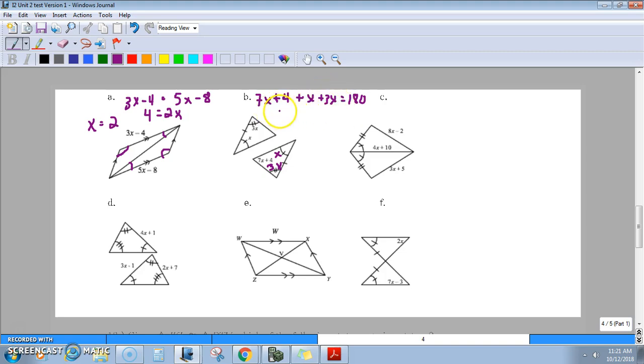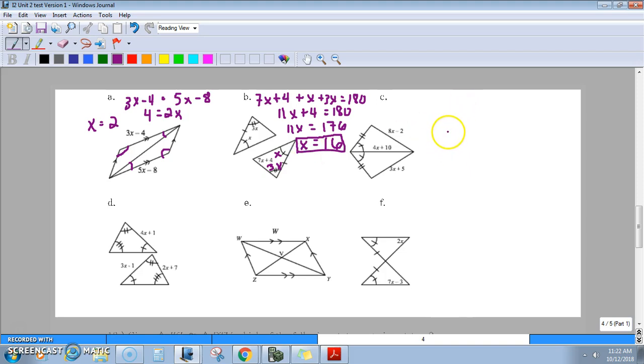So 7, 8, 9, 10, 11 x's plus 4 equals 180. Subtract 4 from each side, you get 11x is equal to 176. And divide both sides by 11, you get x is equal to, let's see, 16, I think. Double check my answer. If I got that wrong with my mental math, you let me know.